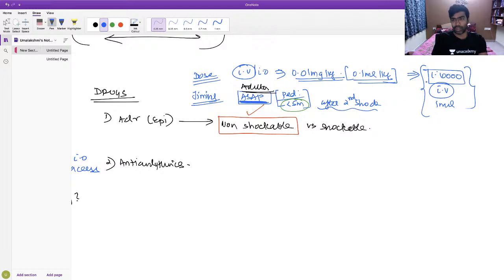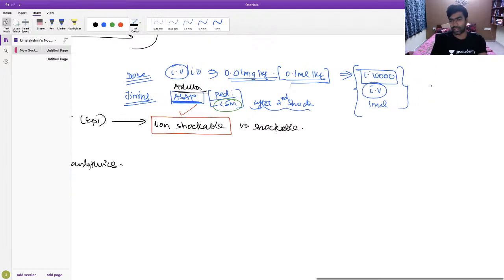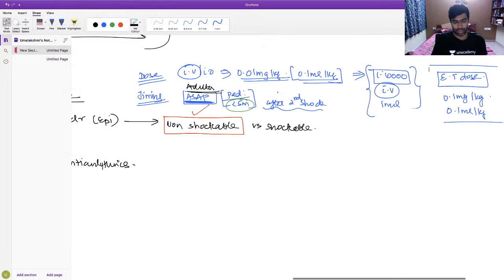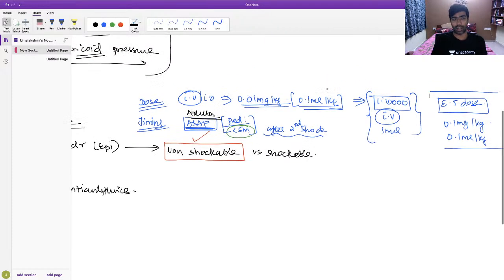And suppose you don't have an IV or an IO access, suppose you have only an endotracheal tube in situ, in that setting you have an endotracheal dose as well. As far as the endotracheal dose is concerned, once again the dose is going to be 0.1 milligram per kilogram, or you can use 0.1 ml per kilogram of the standard 1 milligram per ml adrenaline. That's what you're going to use. And whether you can repeat this dose or not, again it's the same.